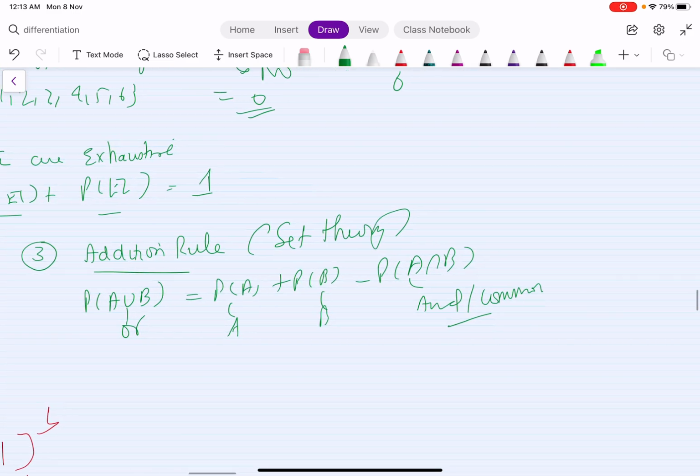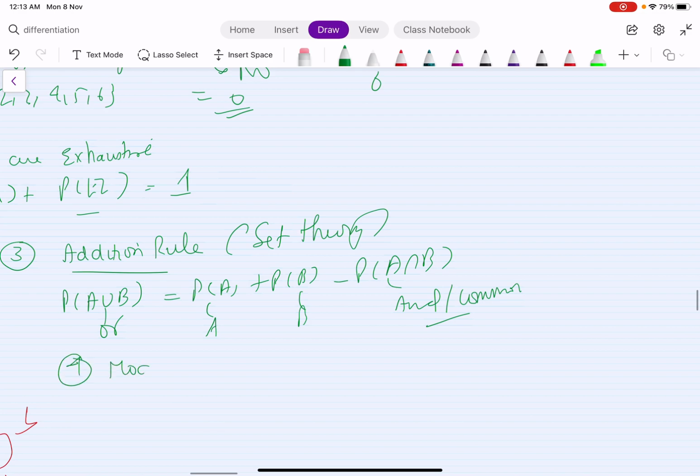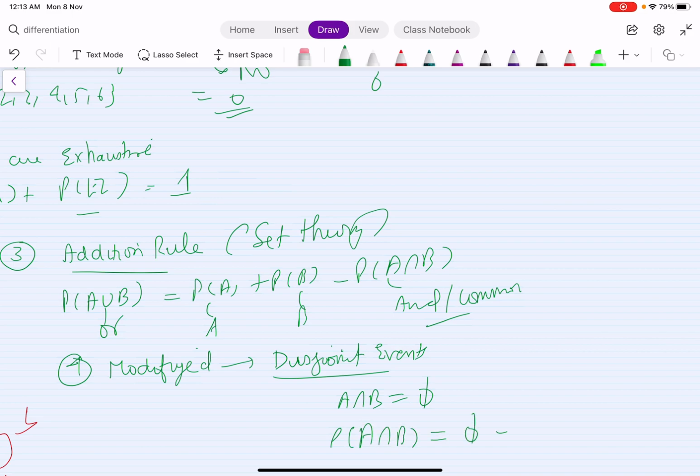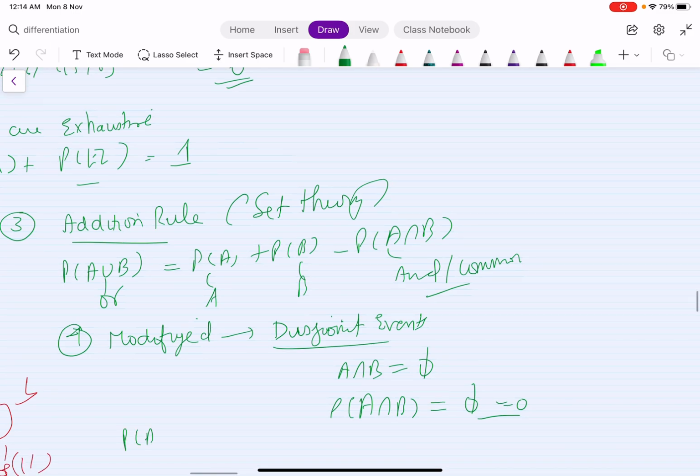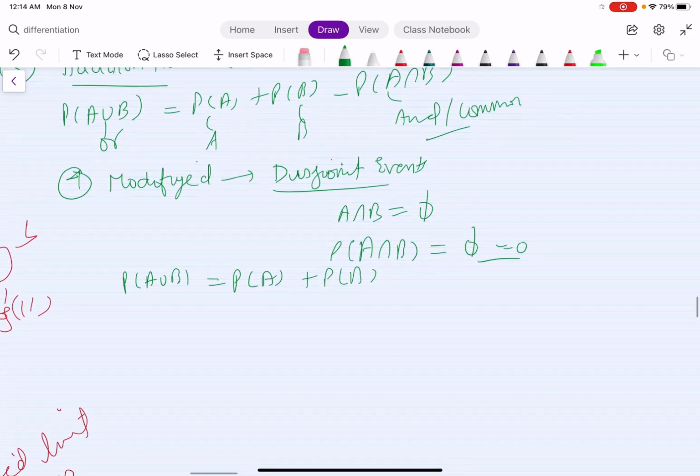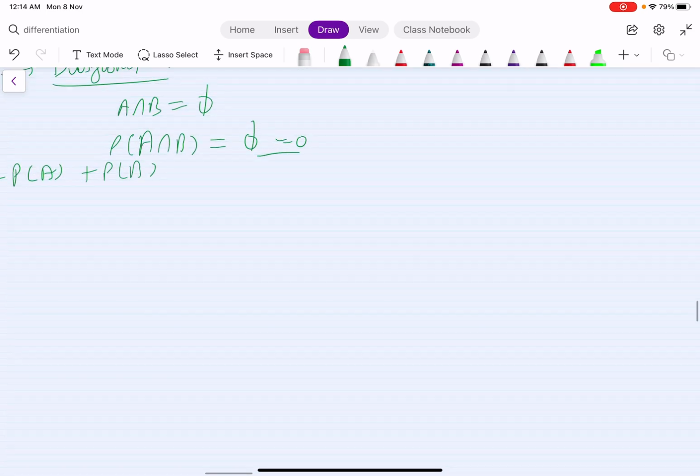Now this rule gets a little modified in terms of disjoint or mutually exclusive events. So if my events are disjoint, then you know that A intersection B is phi. So that means P(A intersection B) will also be phi, which for probabilities cannot be possible here, so we write it as 0, because phi means nothing exists. So in terms of probability, we take nothing exists as 0. So P(A intersection B) is 0. So what is P(A union B) going to be in that case? P(A) plus P(B) only. This is only for my disjoint events.